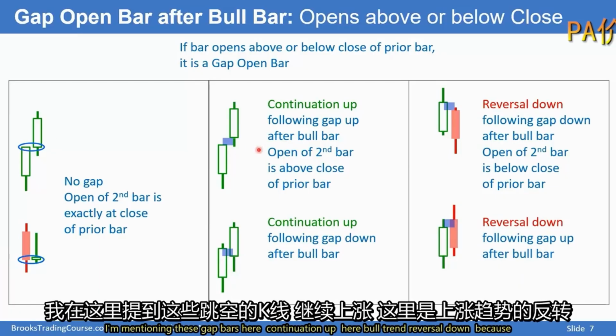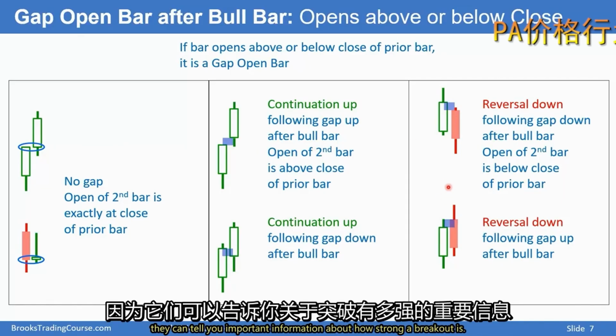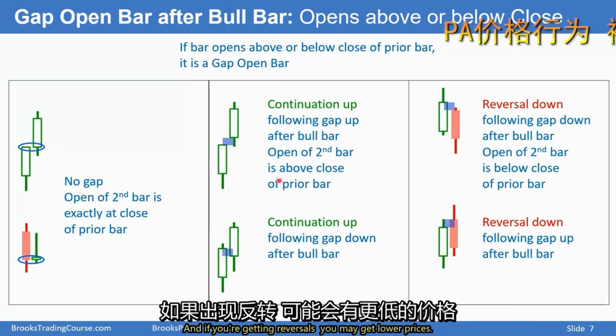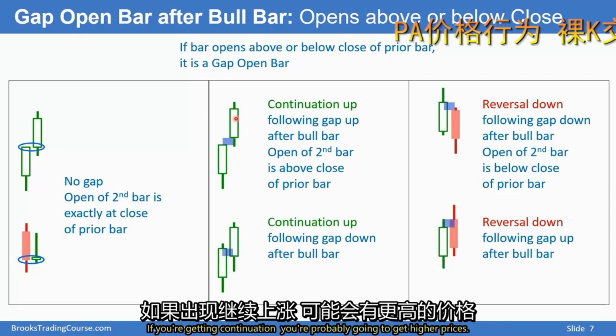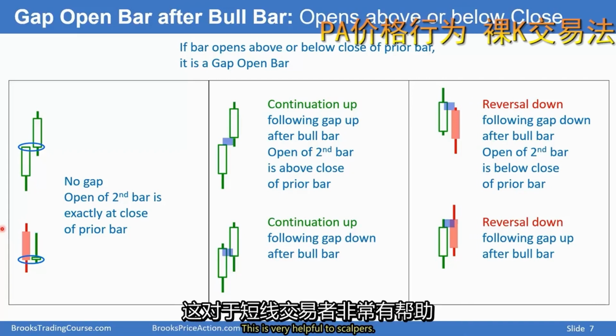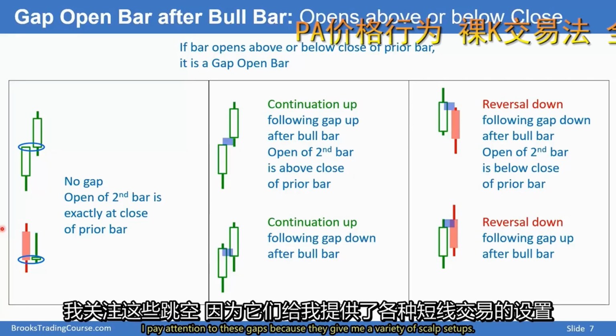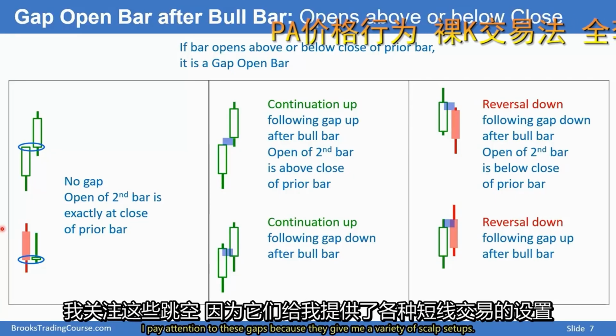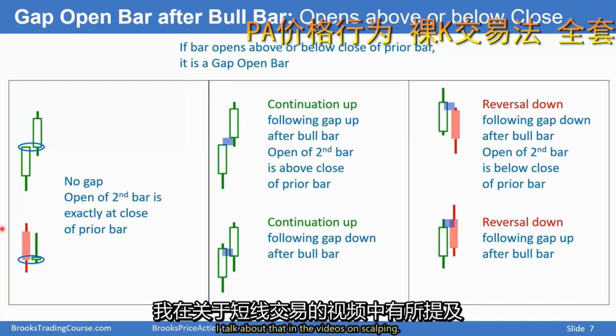I'm mentioning these gap bars here, continuation up, here bull trend, reversal down, because they can tell you important information about how strong a breakout is. And if you're getting reversals, you may get lower prices. If you're getting continuation, you're probably going to get higher prices. This is very helpful to scalpers. I pay attention to these gaps because they give me a variety of scalp setups. I talk about that in the videos on scalping.